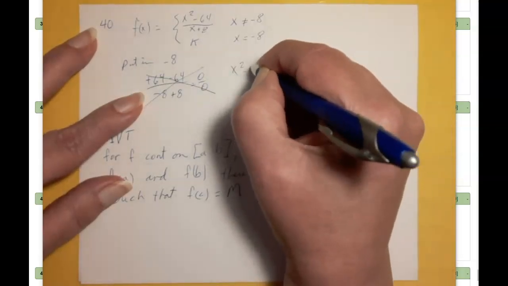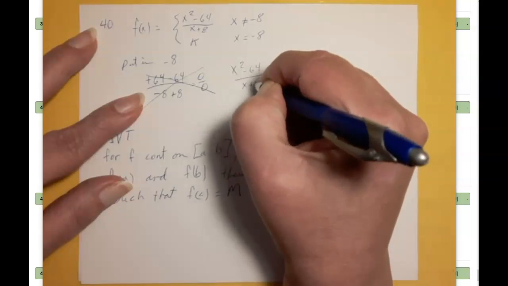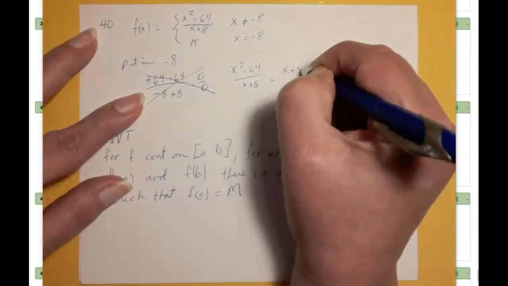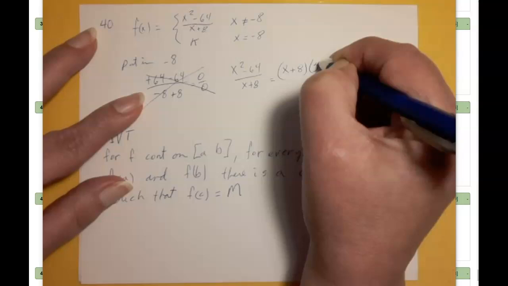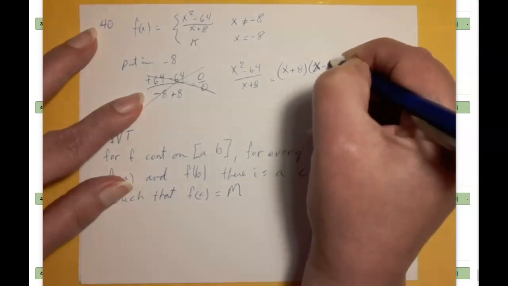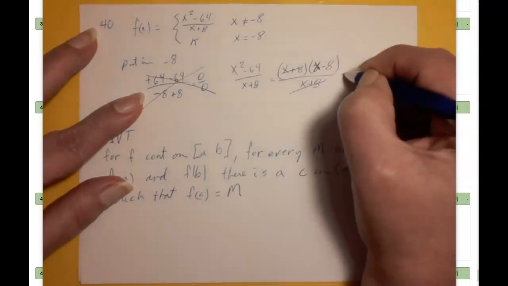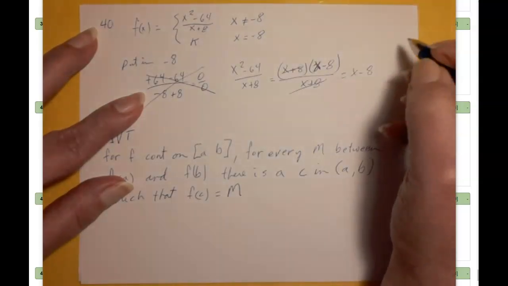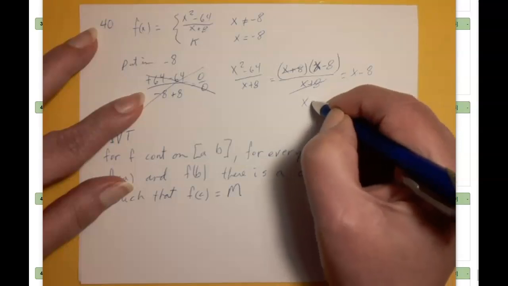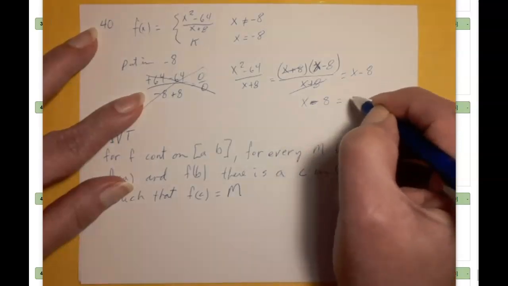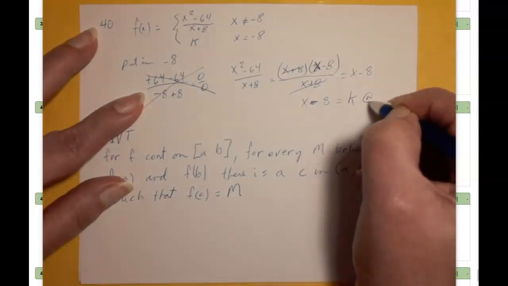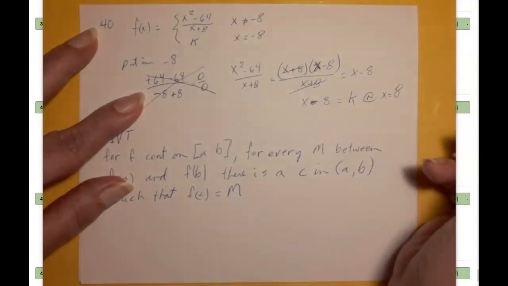So I have x squared minus 64 over x plus 8. That's the same as x plus 8 times x minus 8 over x plus 8. The x plus 8 goes away, and we're left with x minus 8. Now I can set x minus 8 equal to k, and I want this at x equals 8.